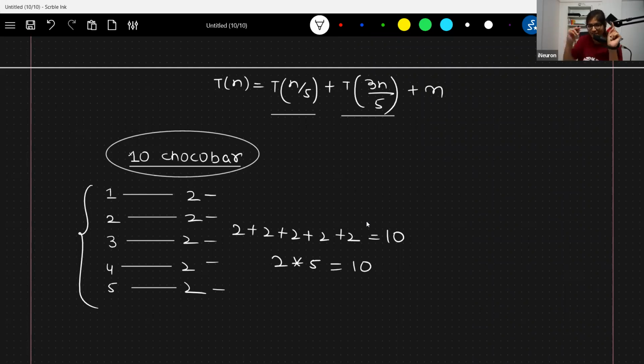So in the previous examples that we have discussed, those two examples, consider that we are taking the second approach.